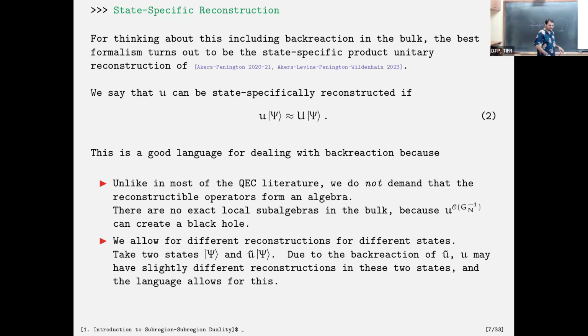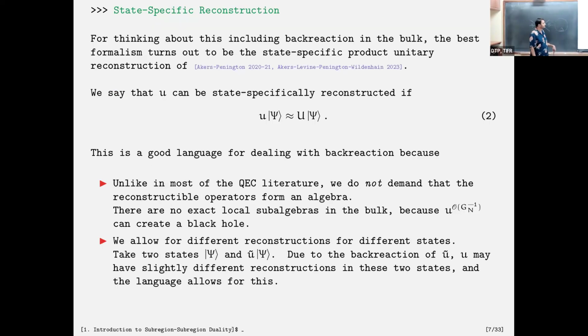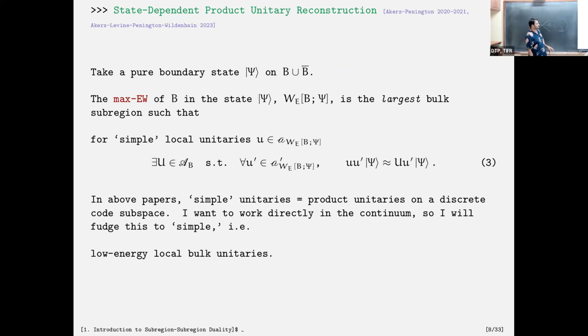Yeah, so I'll try to convince you that there is a good set of limits where some central state will come out. Okay, cool. So now, this was a global statement of reconstruction. Now let us define subregion duality carefully. So consider a pure state on B union B bar.